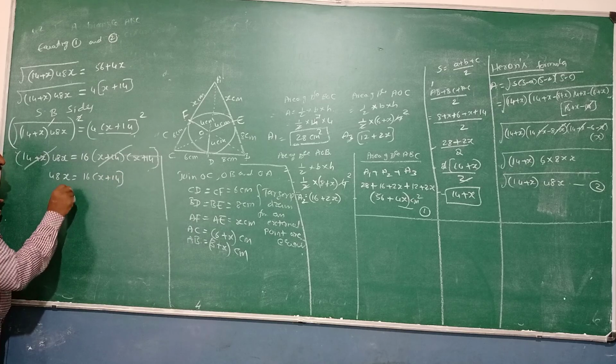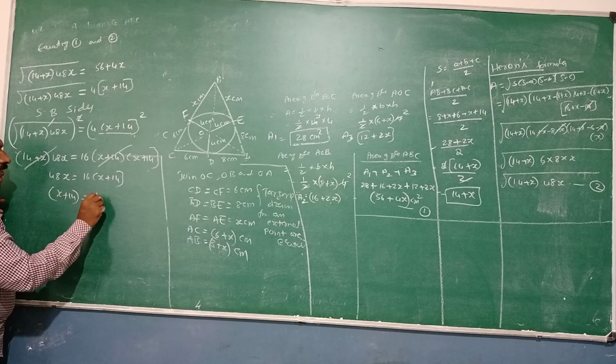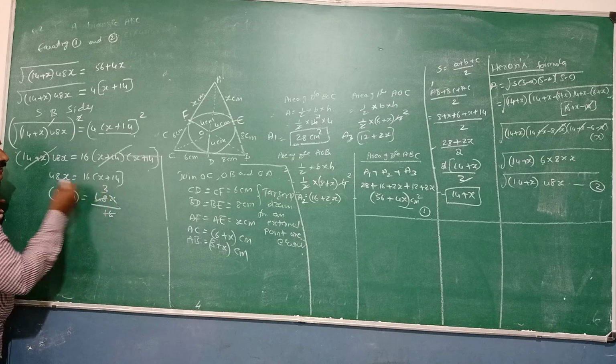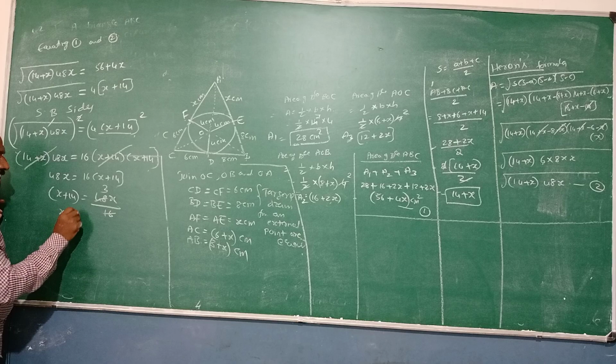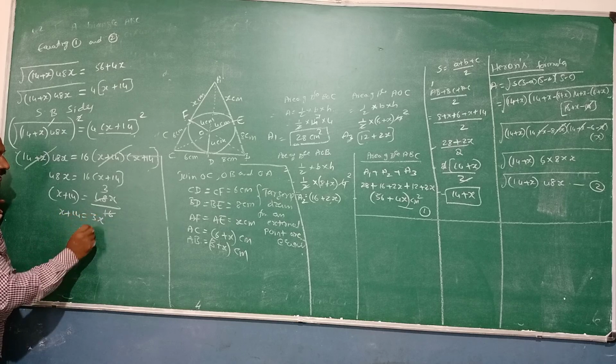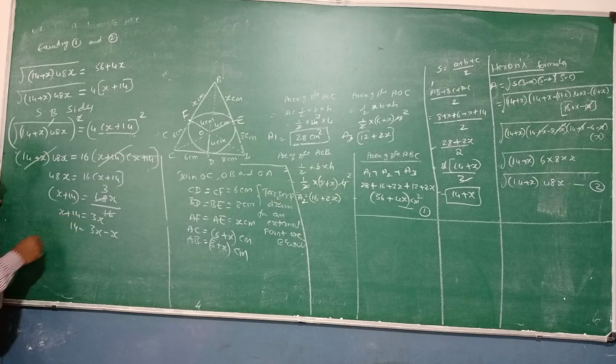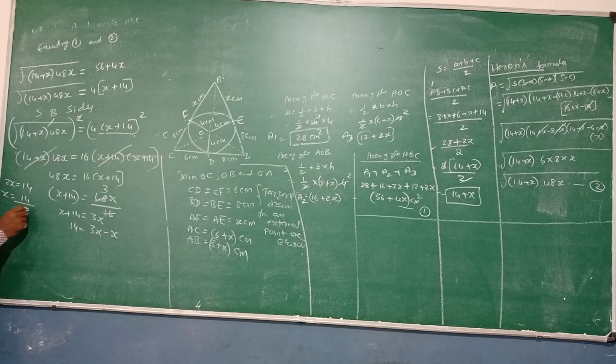x plus 14 is equal to 48x divided by 16. 16 ones are 16, 16 threes are 48. x plus 14 is equal to 3x. 3x, bring this to this side, minus x, is equal to 14. 3x minus 1x, 2x is equal to 14. x is equal to 14 by 2. 2 ones are 2, 2 sevens are 14. x is equal to 7.